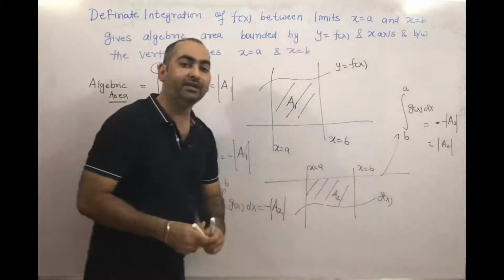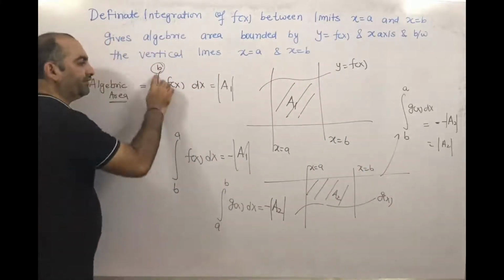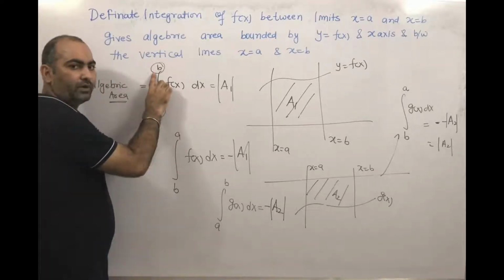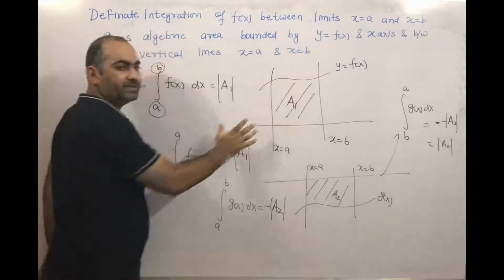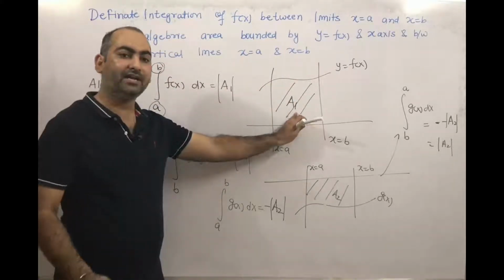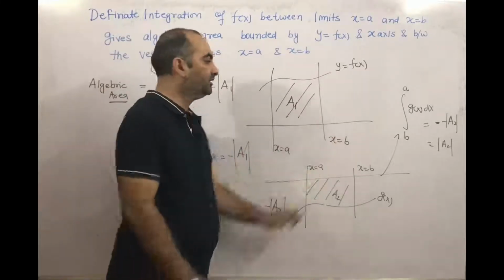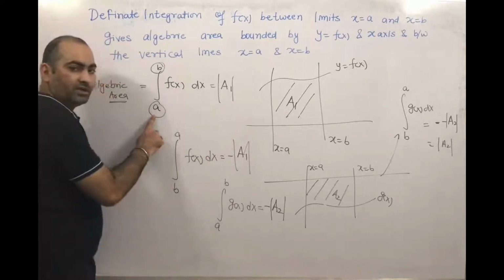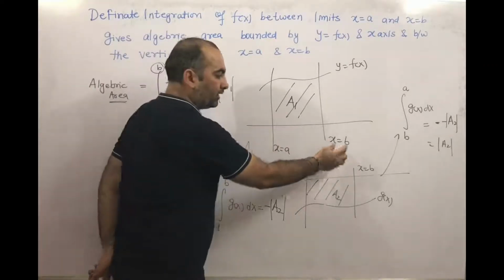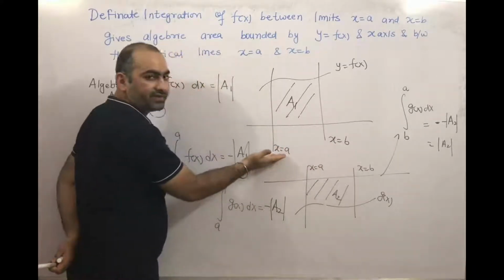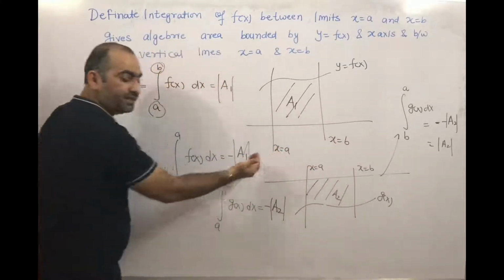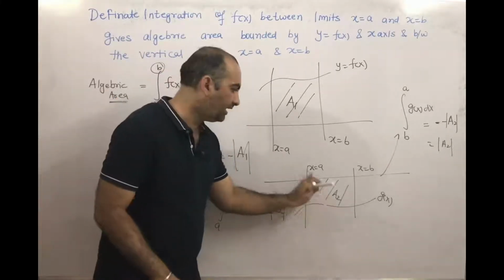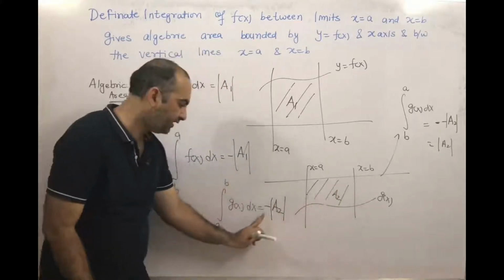That means if I take integration a to b f(x) dx, and a is less than b, and f(x) is above x-axis, that means bounded area is above x-axis and limit is from left to right, then this area, modulus of A1, will come. But if I change the limit, taking right side first and then left side, then minus sign will come. And if it is below and you are taking limit from left to right, then minus of A2 will come.